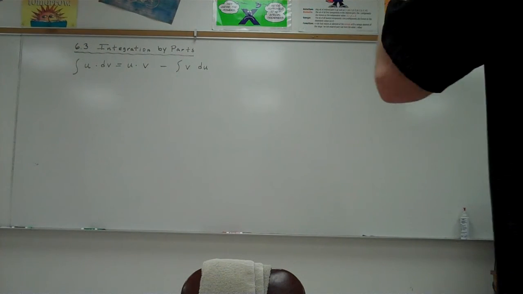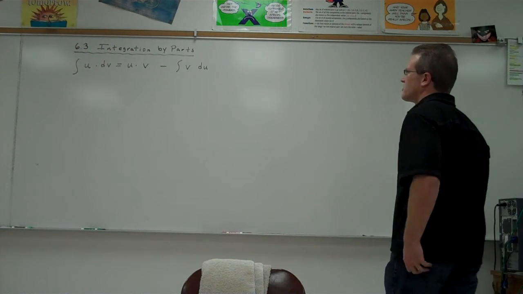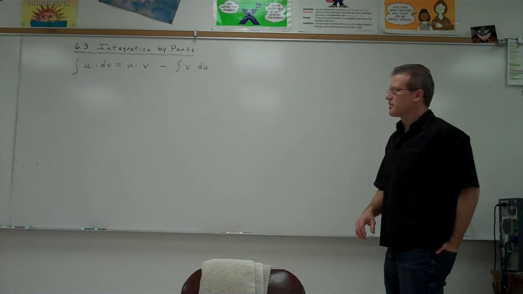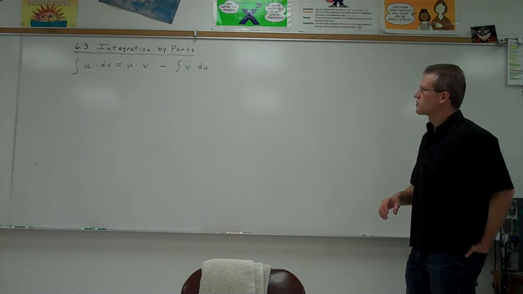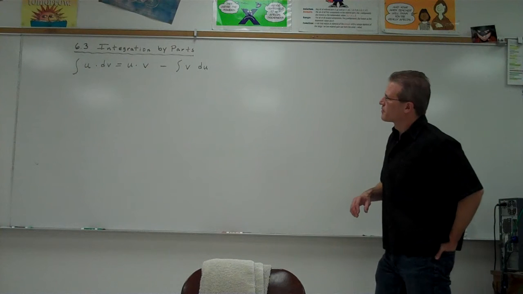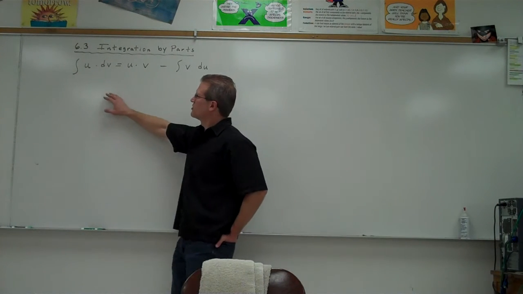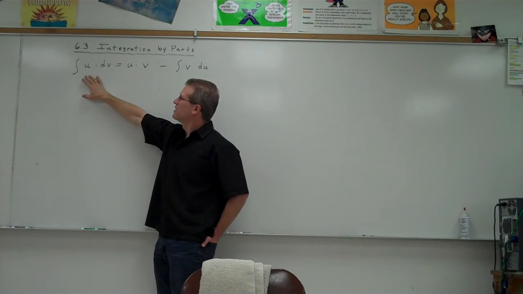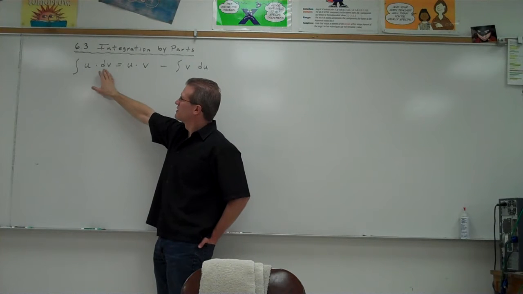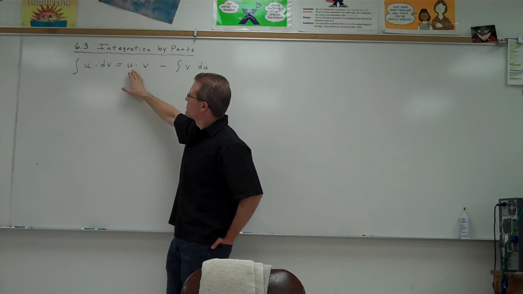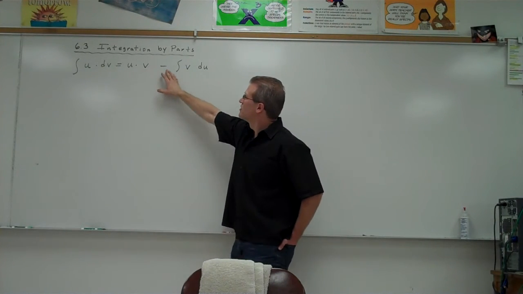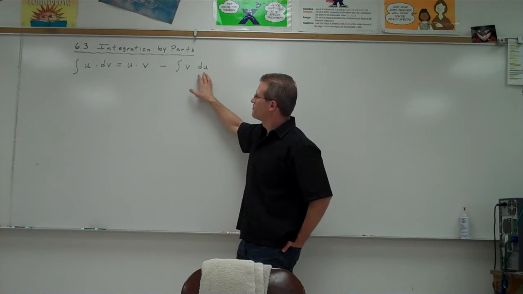Alright, this is lesson 6.3. The topic's integration by parts. Normally taught in Calc 2, but it's in our Calc 1 book, so I'm going to go through it here. The formula, which you can see how that's derived in your textbook, is the integral of u times dv equals u times v minus the integral of v du.